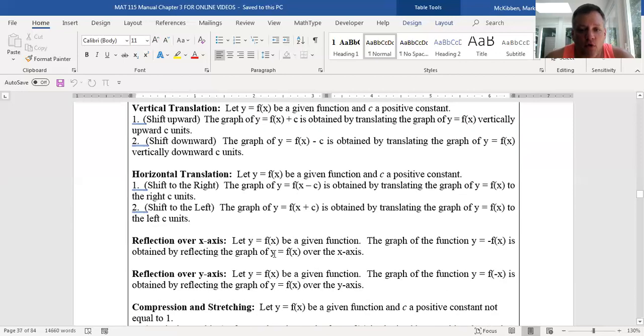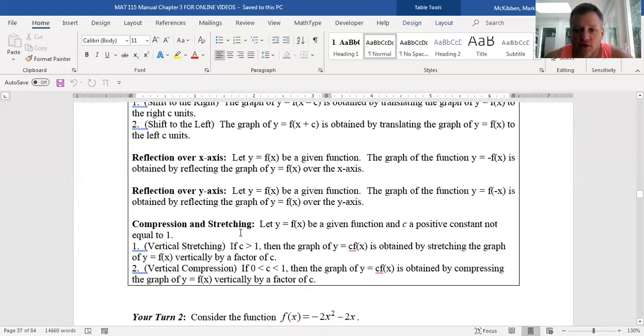Here, all I did was I summarized all of the results. So vertical and horizontal translation, reflections, and compressions and stretchings, right? So it's all kind of in one place for you.